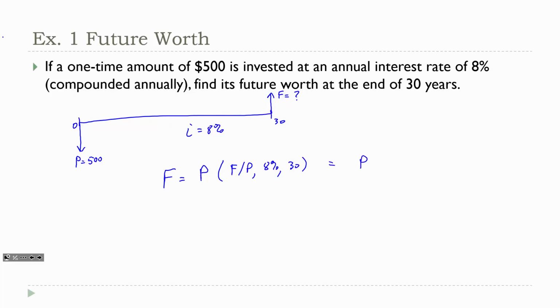So the equation is taking P and multiplying times 1 plus or minus.